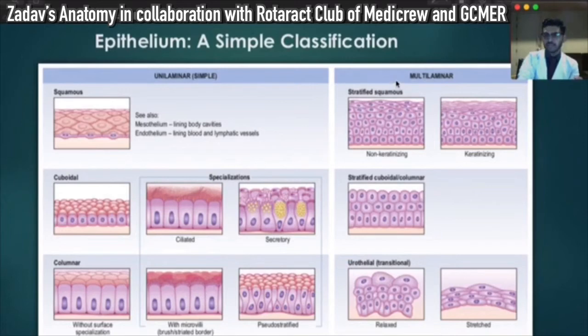In stratified squamous, you have non-keratinizing, which can be seen lining the inner surfaces of esophagus, anal canal, and the keratinizing variety, which is seen in the cases of thick and thin skin. Then stratified cuboidal and stratified columnar, like I said, would be seen in the larger ducts. And finally, the most important epithelium for examiners, transitional epithelium or uroepithelium.